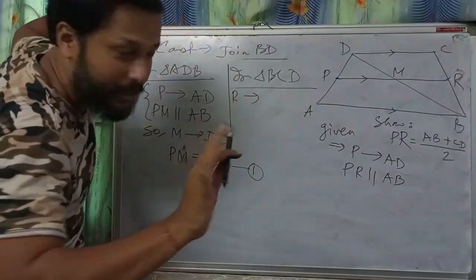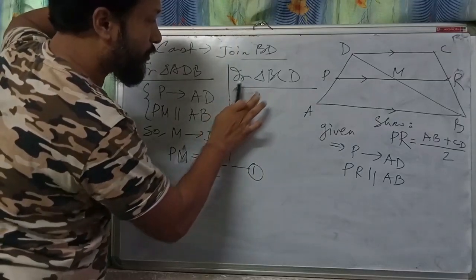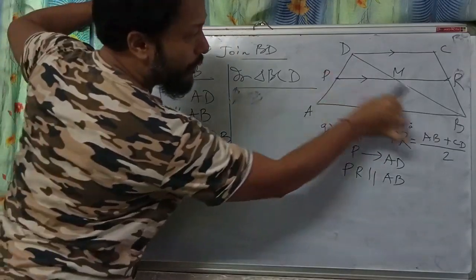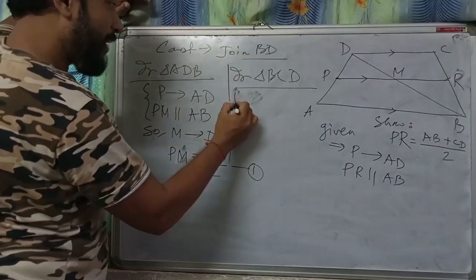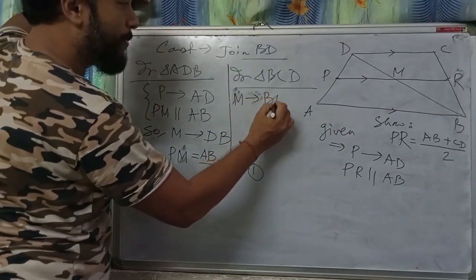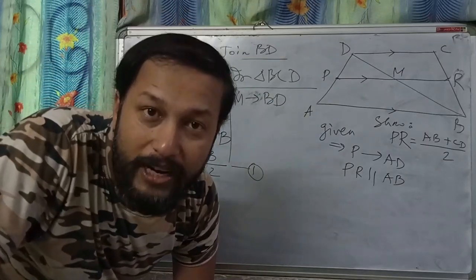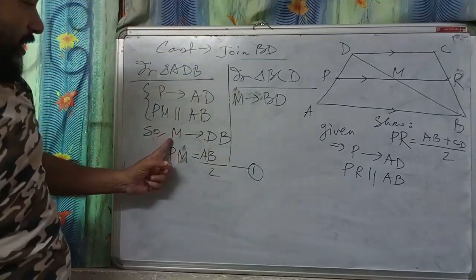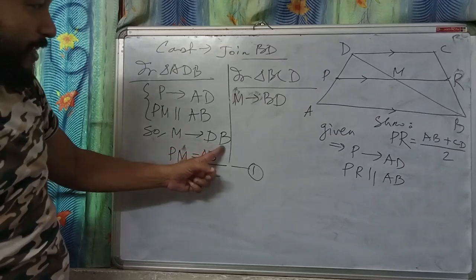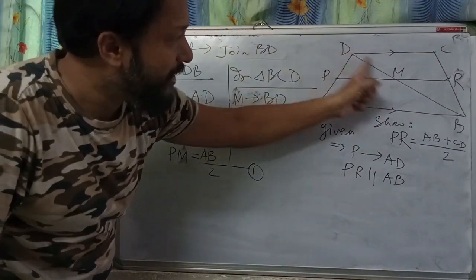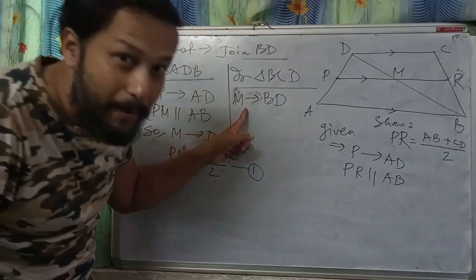No, R is not the midpoint. That is not given. We cannot write that. M is the midpoint of BD, that we can write. But M is the midpoint of BD, that is also not given in the question. So from where are you getting it? From here. Here we have shown M is the midpoint of DB. This is what I have written here.